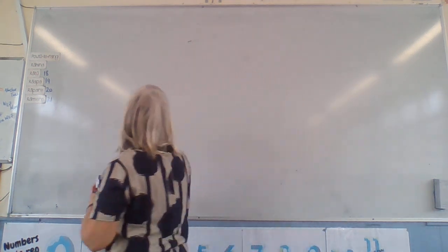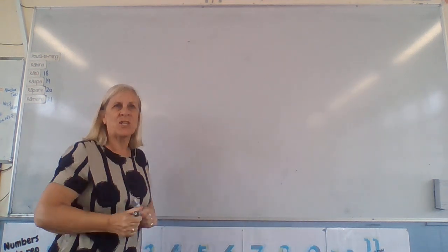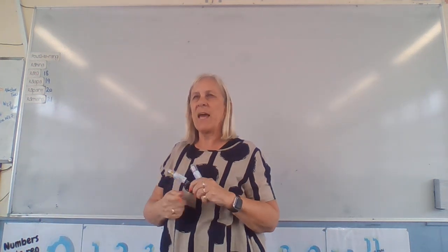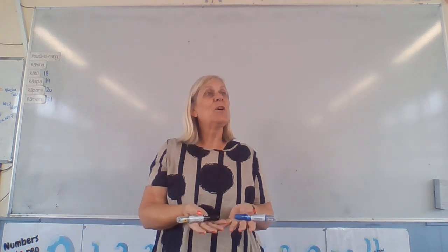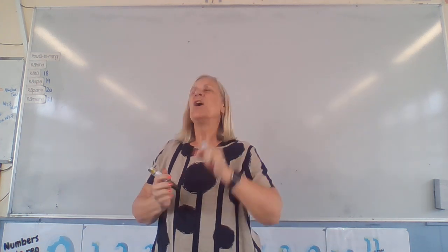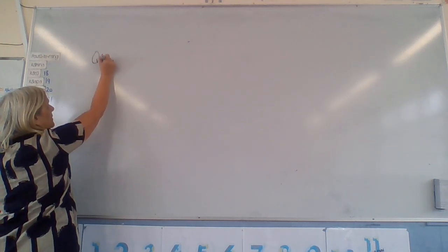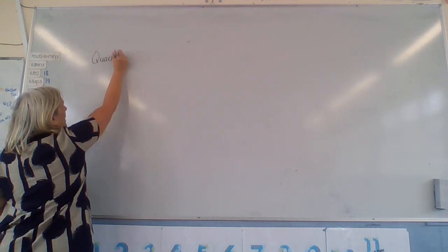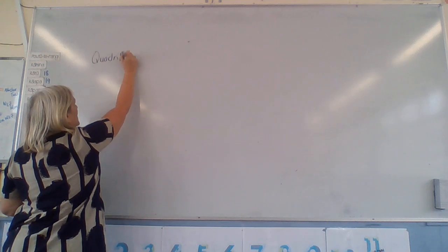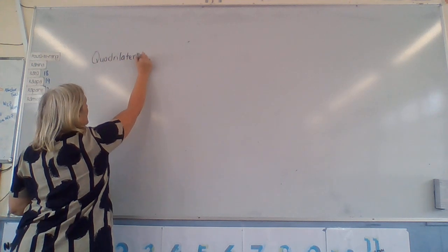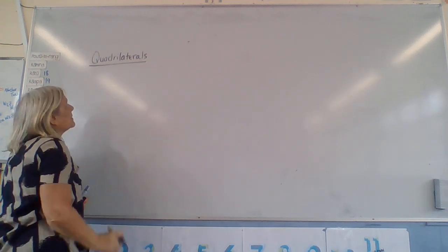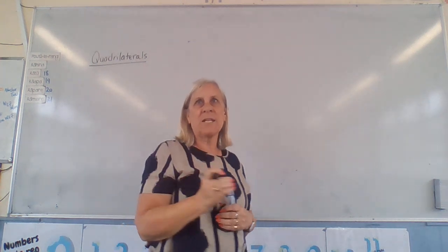Right, today we are going to look at four-sided shapes. Four-sided shapes have a general name of quadrilaterals. Quad for four. I don't know what for. Laterals, as William said last week, is sides. Four sides. All right, four-sided shapes.